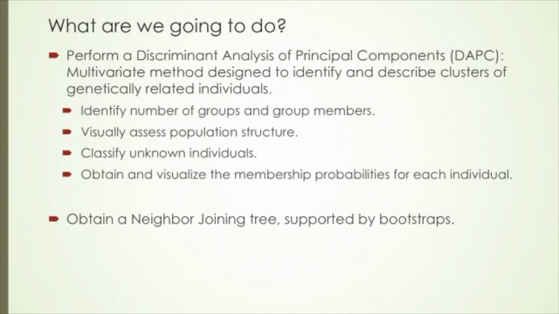What we're going to do is perform a discriminant analysis of principal components, or DAPC, which is a multivariate method designed to identify and to describe clusters of genetically related individuals. With it, we're going to identify the number of groups and group memberships, and visually assess the population structure. We're going to classify unknown individuals, and we're going to obtain and visualize the membership probabilities for each individual. And finally, we're going to obtain a neighbor joining tree supported by bootstraps.